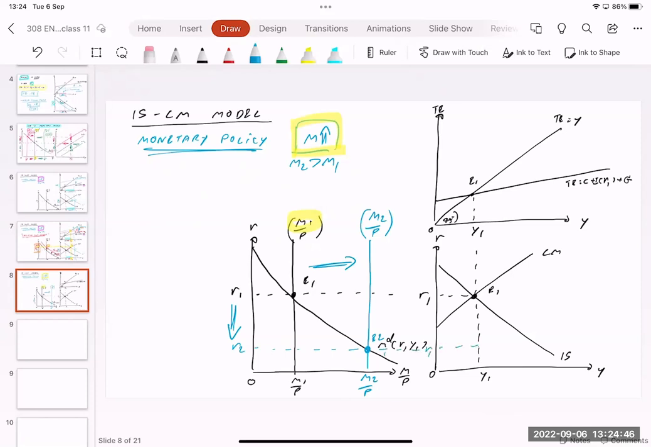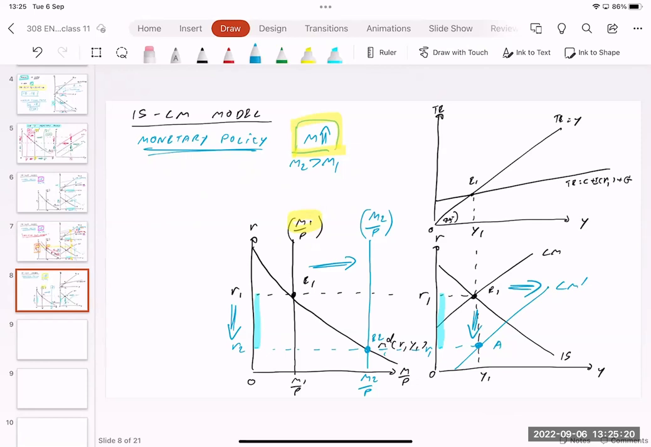R1. This is going to affect the LM curve. The LM curve is going to shift down. You see that from E1 to point A over here. E1 to point A. The real interest rate goes down a lot on both graphs. The LM curve shifts down, or if you look horizontally, the LM curve shifts to the right.